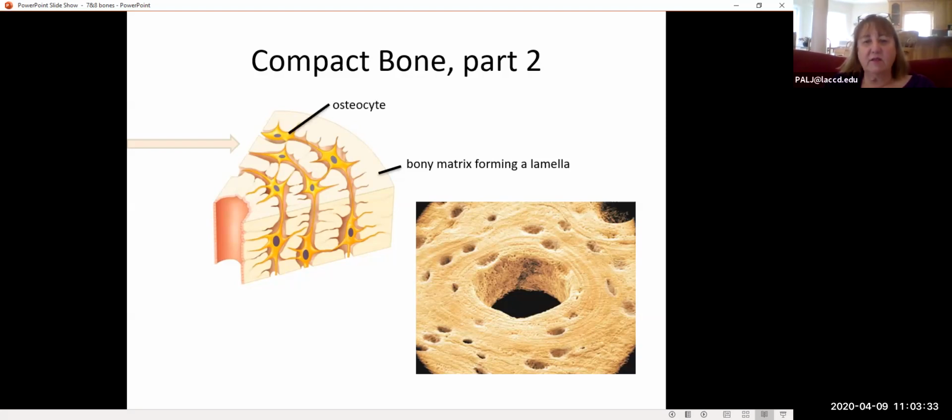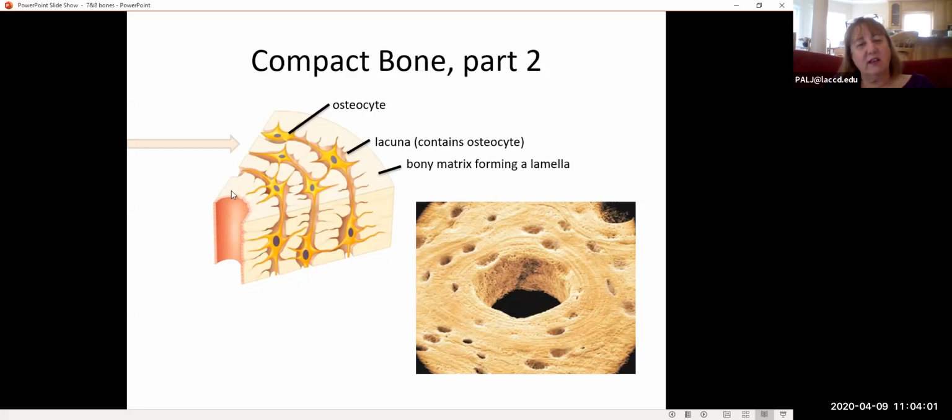So the cells which are in these spaces are the mature cells, and they are called osteocytes. And the space that contains the osteocyte, which you clearly can see so well on the scanning electron microscope picture, each of these is a lacuna. So each lacuna contains an osteocyte. But I need to point out a couple of other things.